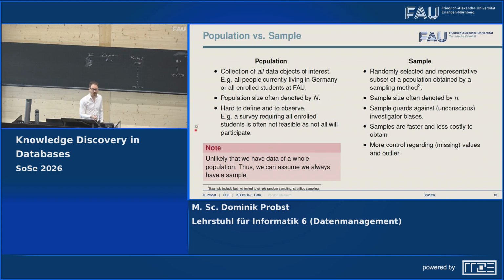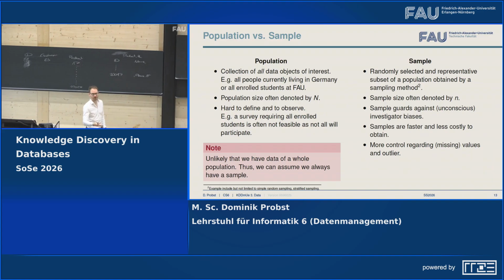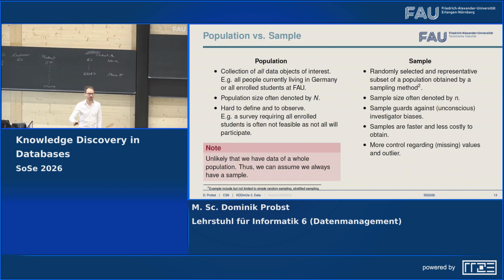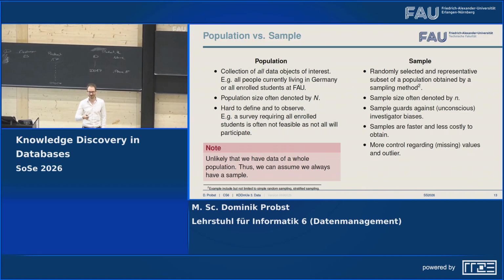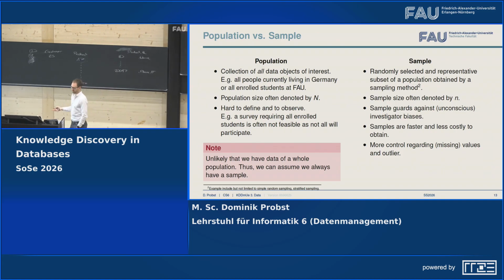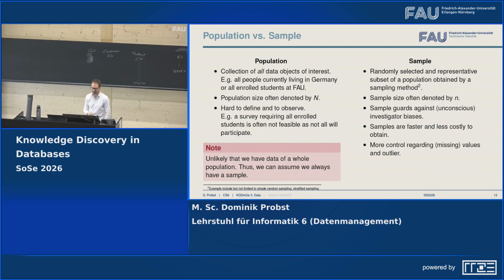It's very hard to define and observe all populations most often. For example, to get to know the population of Germany, you would have to perform an exhaustive population study where you do not miss any single person living in Germany. And that's most likely not happening. We have babies and things like that that aren't even registered yet, and that's not feasible often. While a sample is very feasible in most cases.